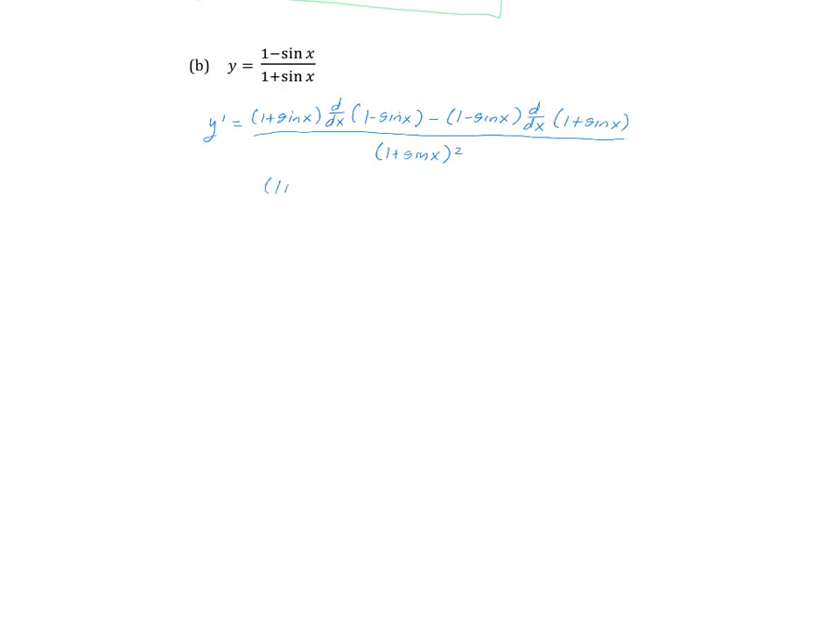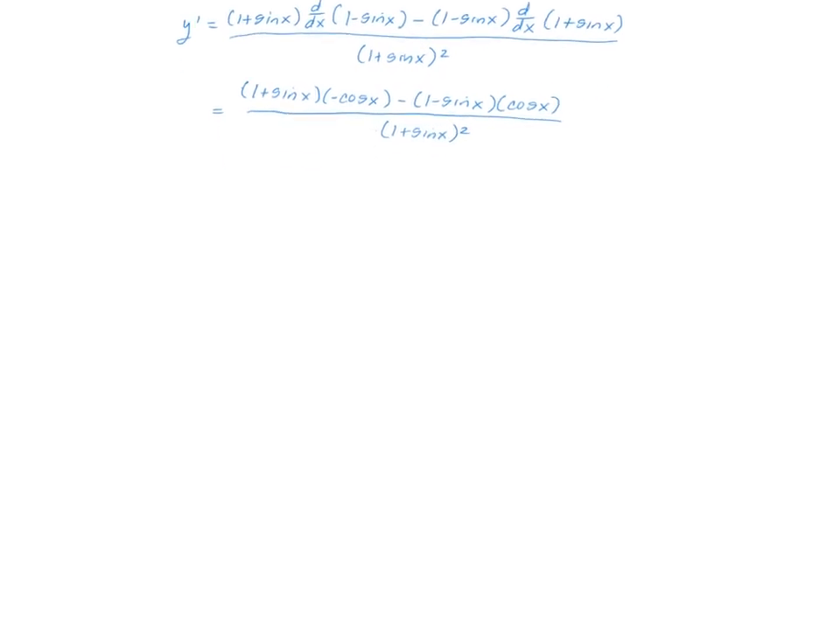So that would be equal to 1 plus sine x times the derivative of 1, which is 0. So the derivative of negative sine is going to be a negative cosine. Minus 1 minus sine of x. The derivative of 1 plus sine x, well, the derivative of 1 is 0. The derivative of sine is positive cosine. Okay, again, that's going to be all over 1 plus sine of x quantity squared.